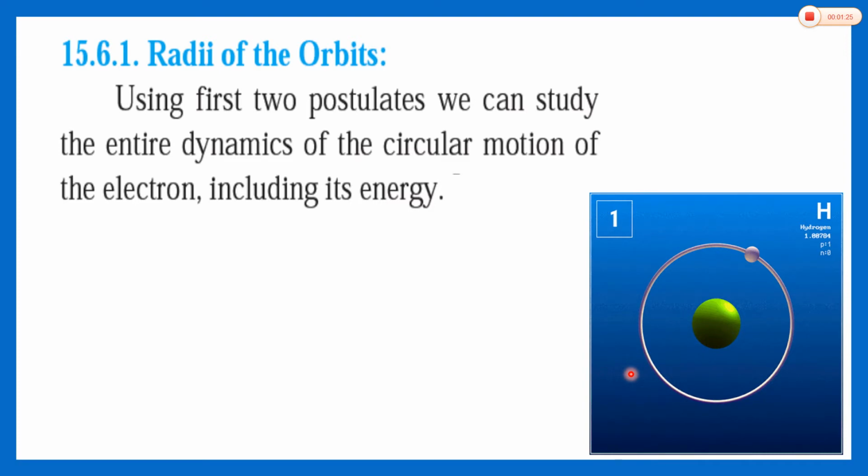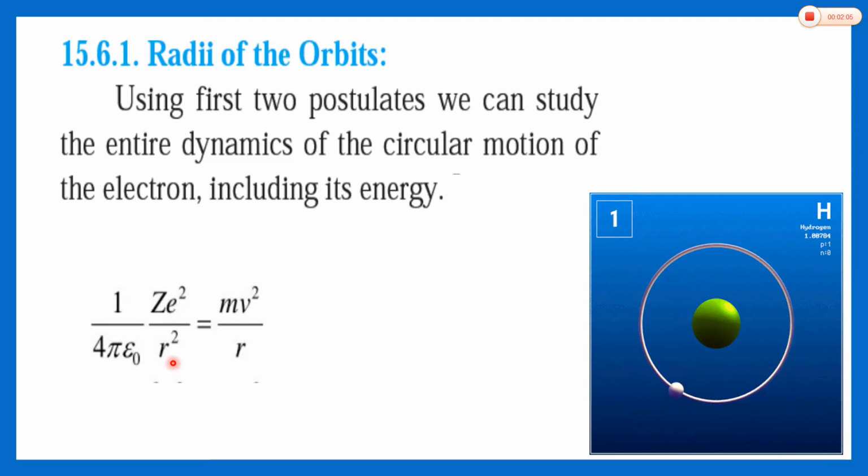We know that for circular motion, the centripetal force is necessary. Here, that centripetal force is provided between the negatively charged electron and the positively charged nucleus. There is a Coulomb force of attraction, the electrostatic force, that provides the centripetal force. So, what is the first postulate? We can write the equation: mv square by r, that is the centripetal force, is equal to the Coulomb force or electrostatic force, that is 1 upon 4 pi epsilon 0 Ze square upon r square. This is the first postulate.